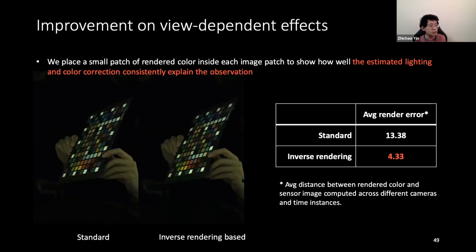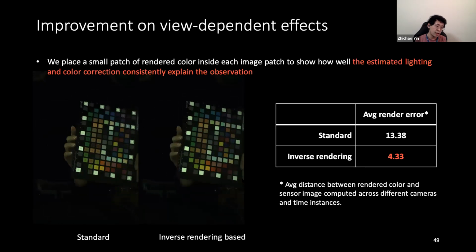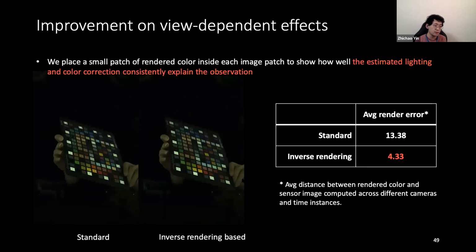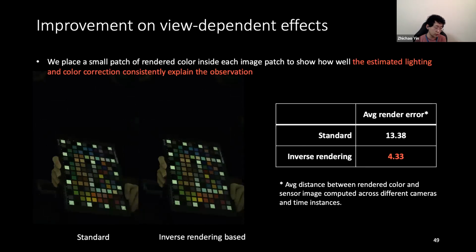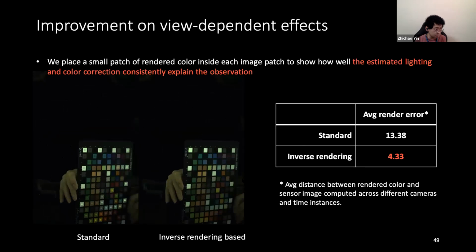We also compute a quantitative metric. We compute the average distance between the rendered color and the sensor image, computed across different cameras and time instances.